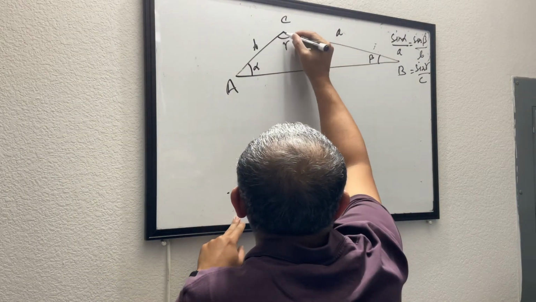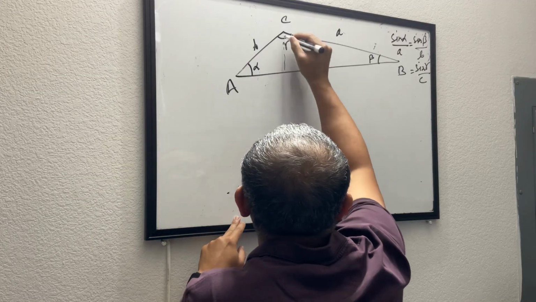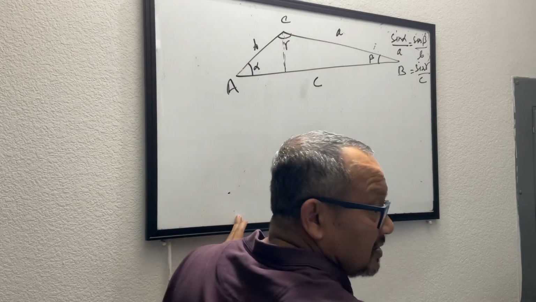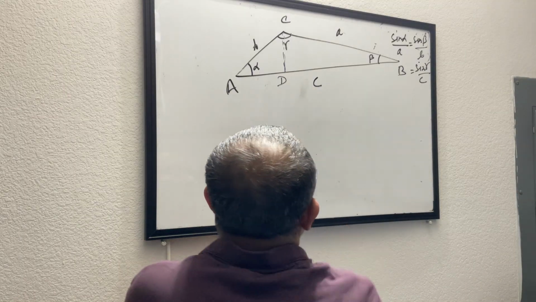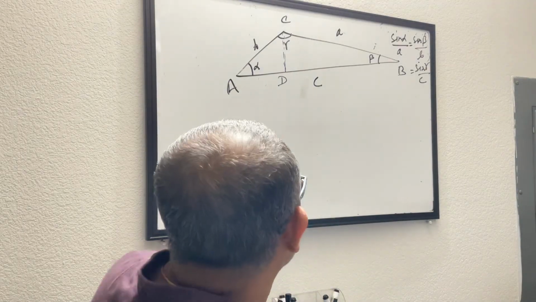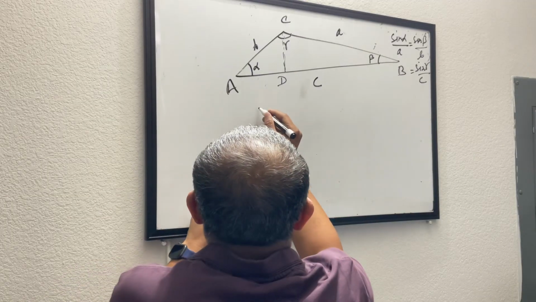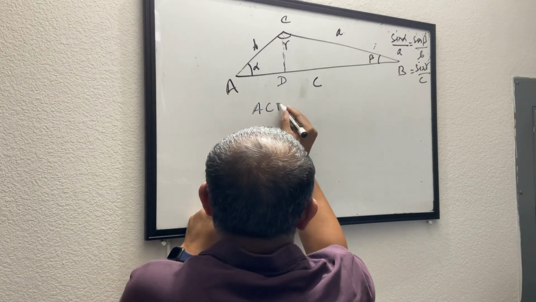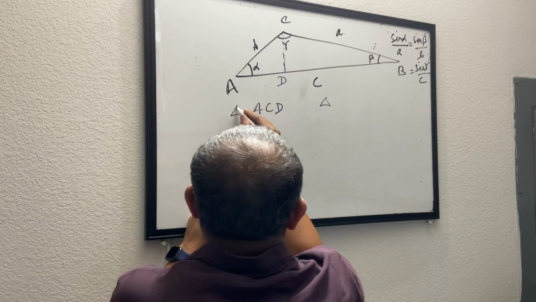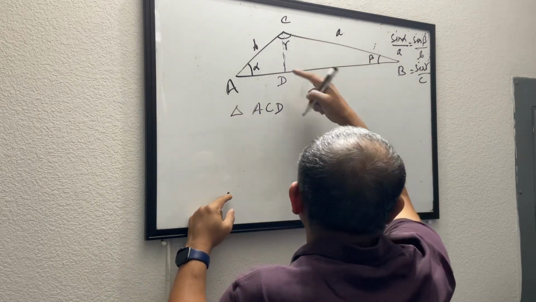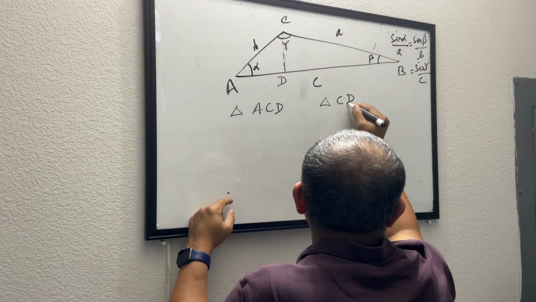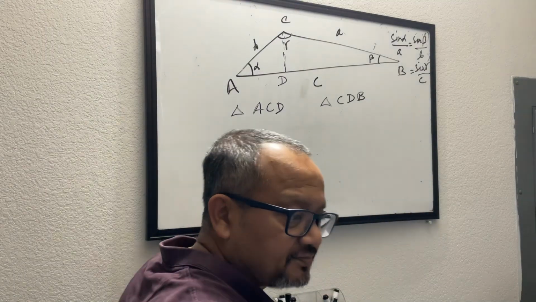What I will do is, from here, draw a perpendicular, and this point is, let's say, D. So now I have two right angle triangles, triangle ACD and triangle CDB, or CBD, whatever you call it.